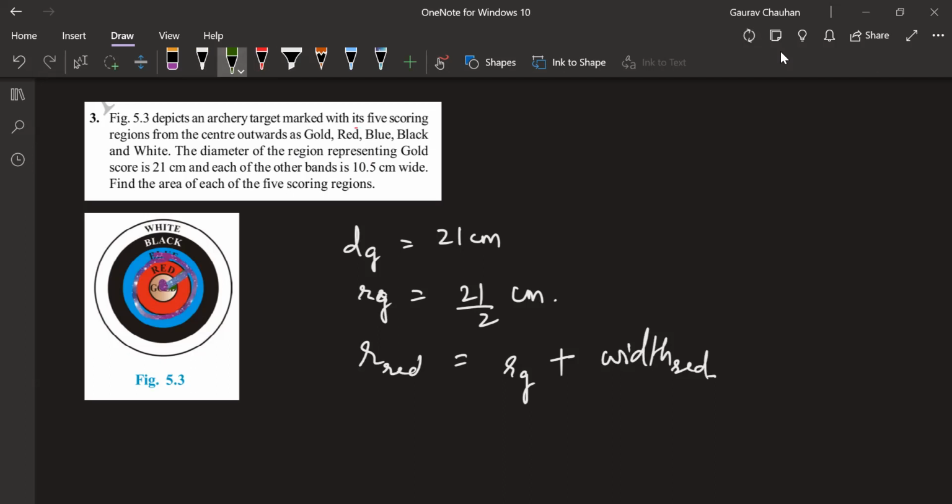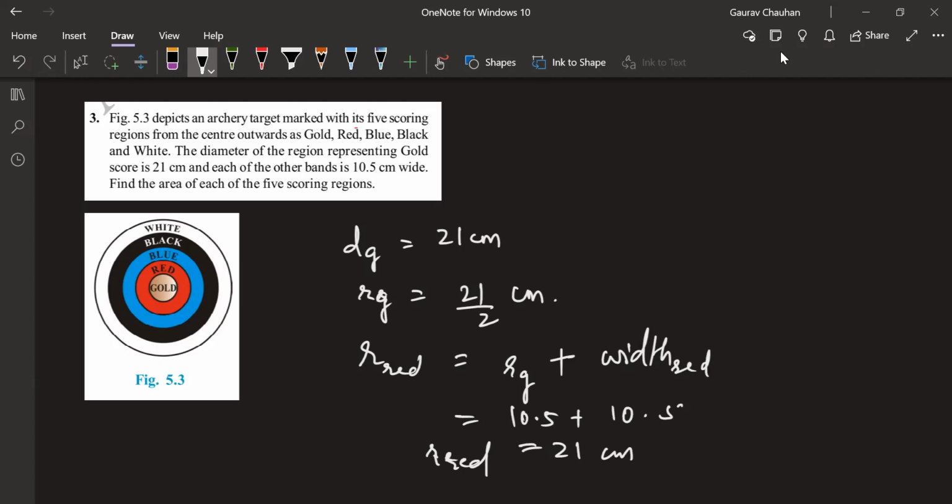Now, Tulsi, tell me what do you think will be the radius of the red outer circle? Same. So that will give me 21 by 2 plus 10.5. That's again 21 by 2, or you can write directly 10.5 plus 10.5. That will be 21. Okay with that? Yeah, that's the radius of the red one. You are right, you are not confused.